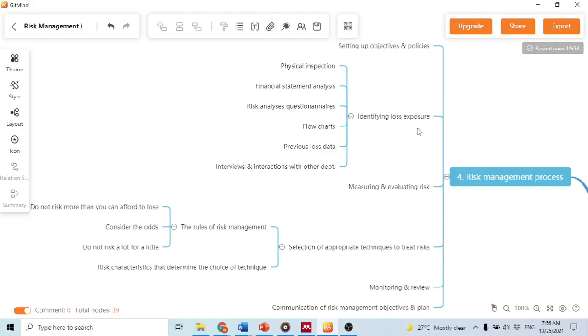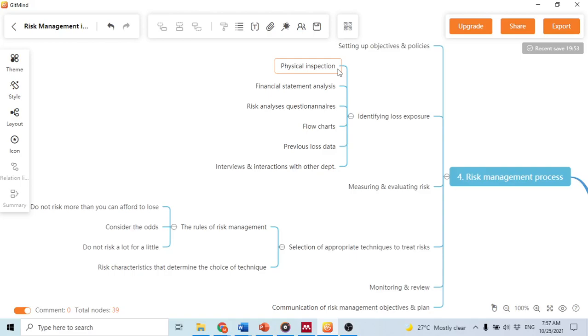Various methods have been suggested as risk identification tools that can be used by risk managers to identify various types of loss exposures found in an organization. These methods are, for example, physical inspection: doing a physical inspection of various facilities, plants, and operations. From there, the organization can detect various major and minor loss exposures that can happen in a property owned by the institution.